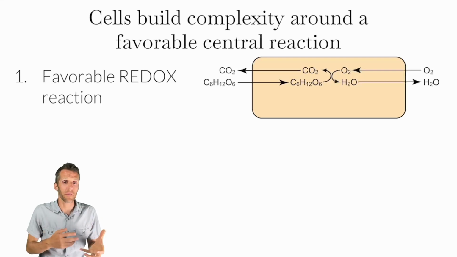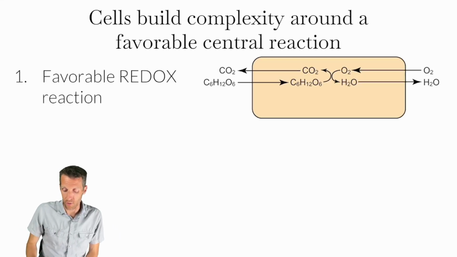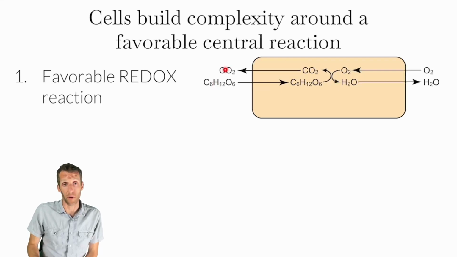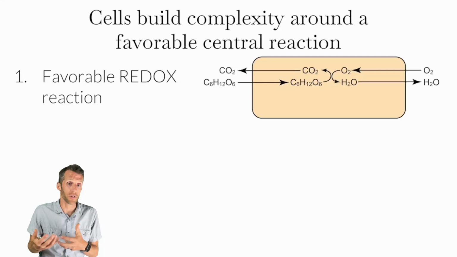So you might recall in a previous video, I talked about how cells use a central favorable redox reaction as this core thing that they build everything around. In this case, I'm showing a cell that's taking in glucose and is oxidizing it to carbon dioxide using oxygen to do so. This is a favorable reaction that will occur spontaneously, and as long as there's glucose around and as long as there's oxygen around, it will basically run forever.